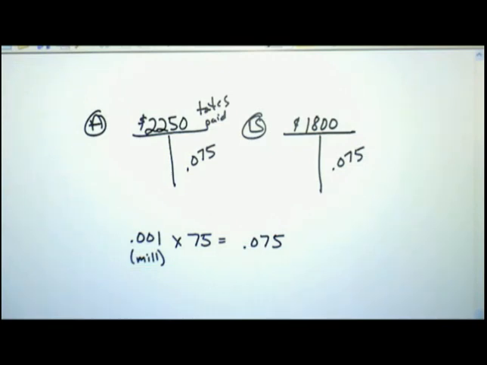Now I have a number on the top and a number on the bottom. I can divide $2,250 by 0.075 and come up with $30,000 on property A, and I can divide $1,800 by 0.075 and come up with $24,000 on property B. Now it's asking the value of the properties. It's also important to know what value we're talking about. In both cases, this is the assessed value of the property.